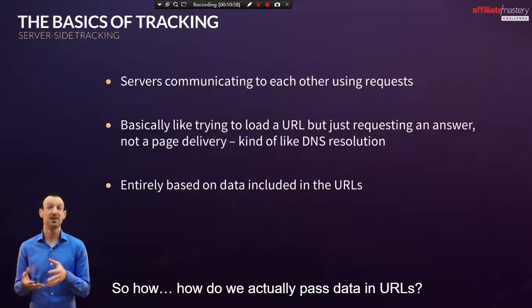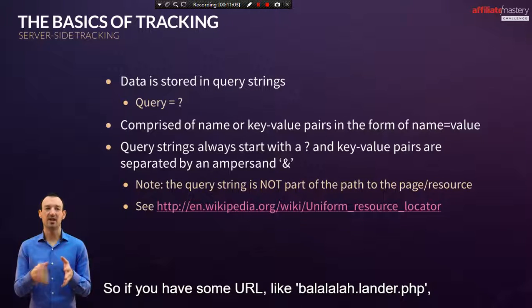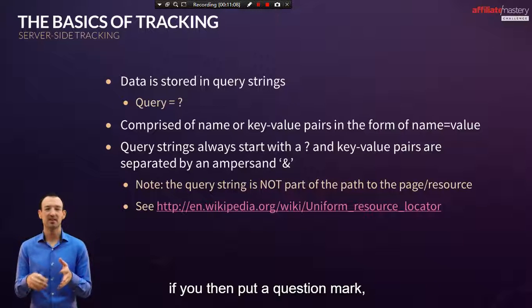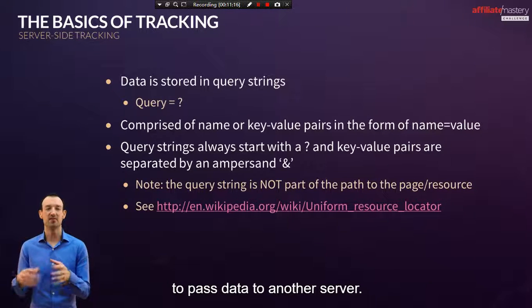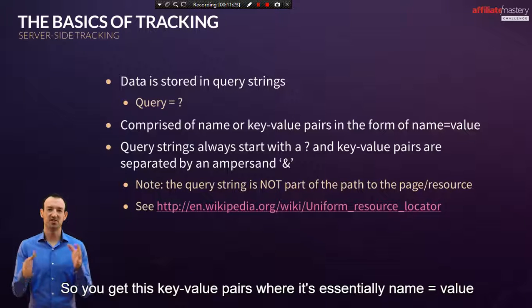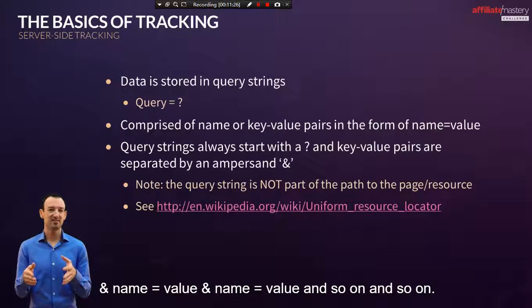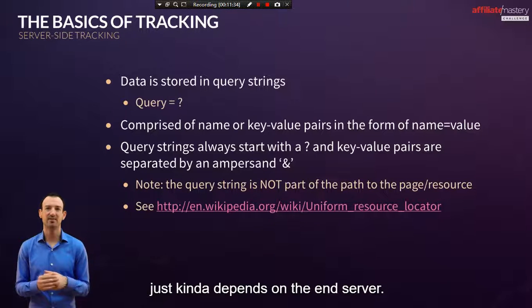So how do we actually pass data in URLs? Well, we use something called query strings. So if you have some URL like blah blah blah .lander.php, if you then put a question mark, you can then start putting key value pairs into the actual URL to pass data to another server. And that server can use that information if it is designed and actually wants to do so. So you get these key value pairs, which are essentially name equals value, and name equals value, and so on. There's generally no limit to how much you can pass, it just depends on the end server.